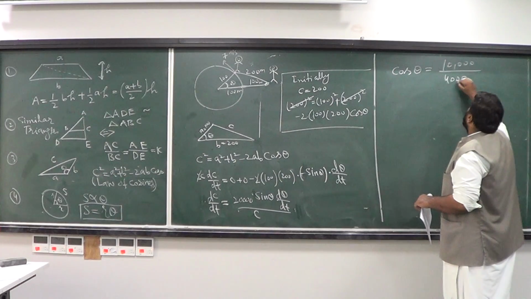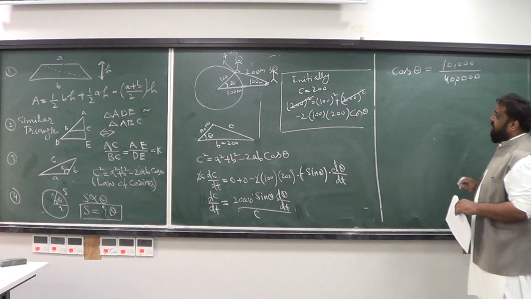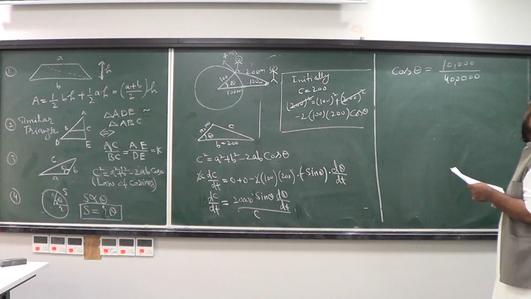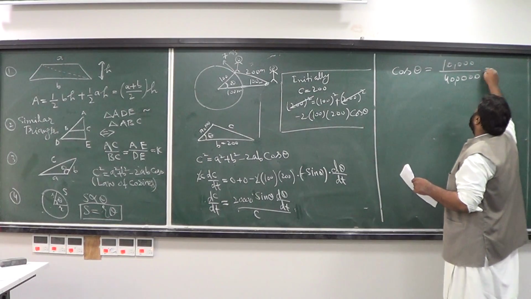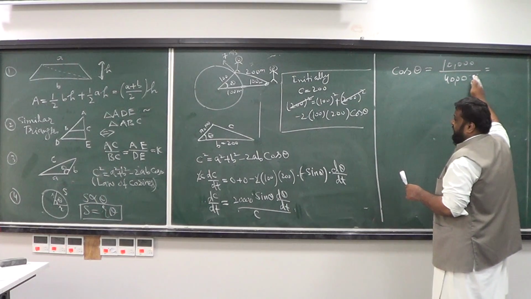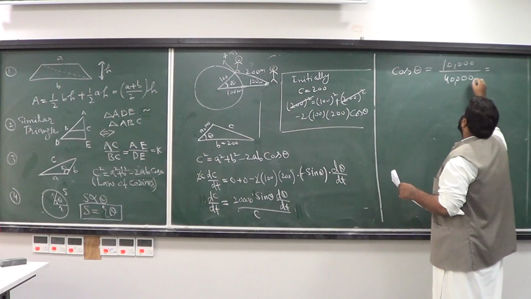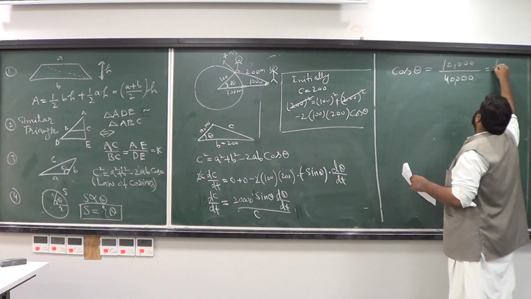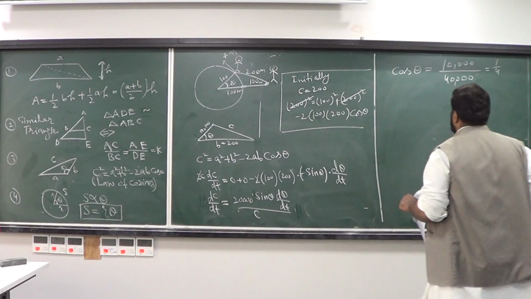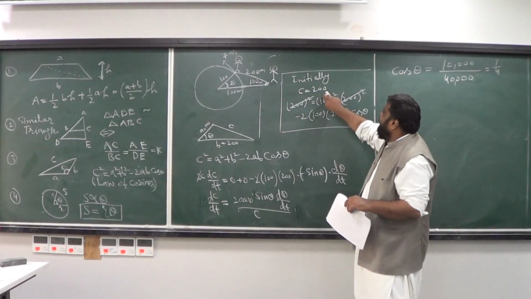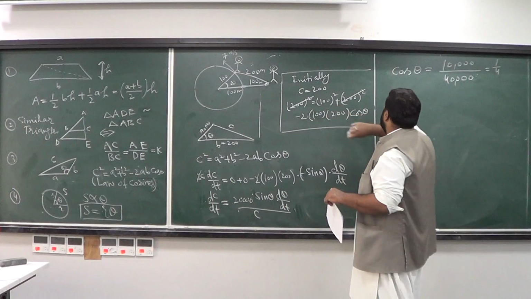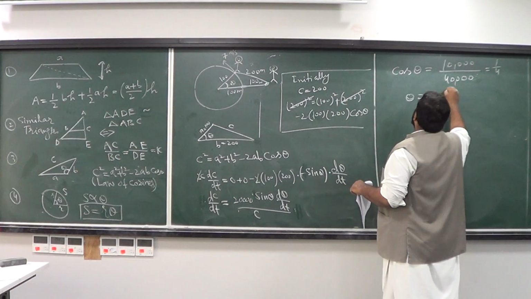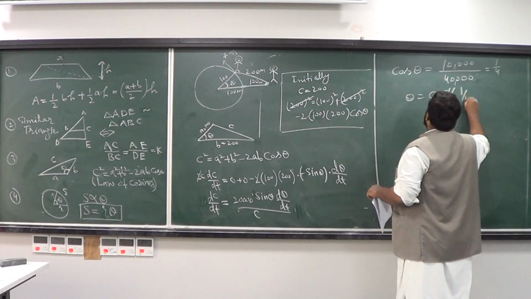Okay? 40,000. I hope I'm not making any mistake. So the 4 zeros will be cancelled with the 4 zeros, and you're going to get 1/4. So this is cosine theta. When C is 200, initially 200, the cosine theta is 1/4. So theta can be calculated as cosine inverse of 1/4.